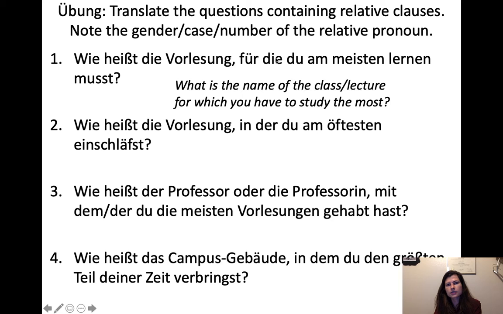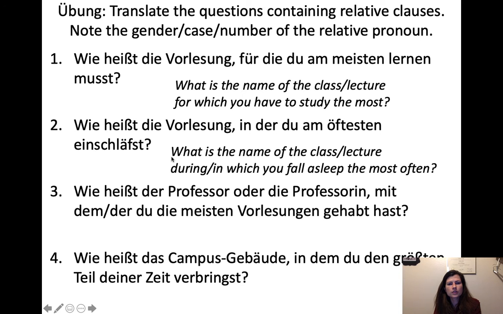Die is feminine, referring back to Vorlesung, and then it's also accusative because für always requires accusative. Wie heißt die Vorlesung, in der du am öftesten einschläfst? What is the name of the class/lecture during which you fall asleep most often, or maybe in which you fall asleep most often? Yeah. And so in der is in which, but since you could also say during which, just because it makes sense in this context, but in which is fine.